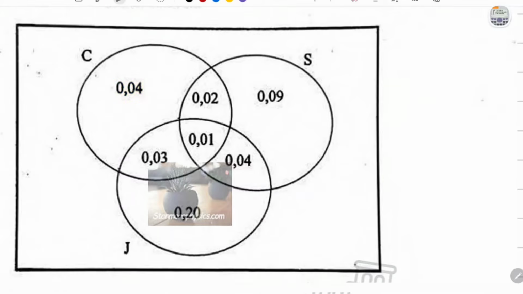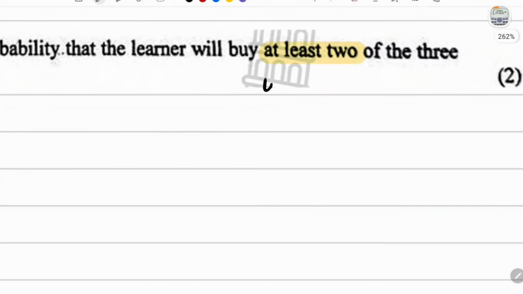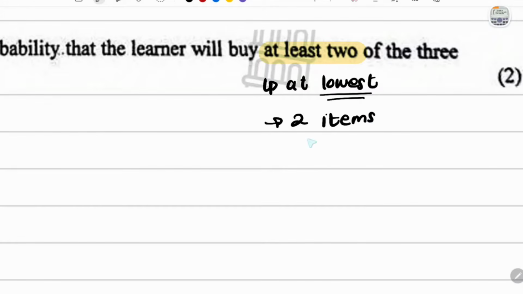We can't take that. They said at least 2 items. So also just note that at least means at lowest. So it means that the lowest amount of items that this child must buy should be 2 items. So as long as it is 2 items and more, then we're going to take that.